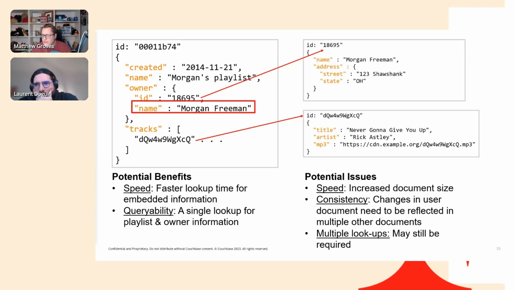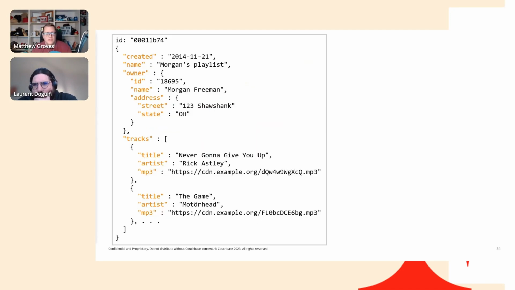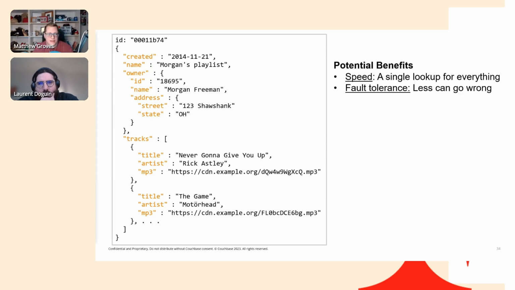Okay, and yeah, so potential issues. I mentioned the consistency. Yes, sorry, I didn't put that slide up yet. The last version is kind of the all-in-one. So I've embedded everything into this playlist document. The playlist data, the user profile, everything. All right, so this is just a single document that represents a playlist that includes all that satellite data.